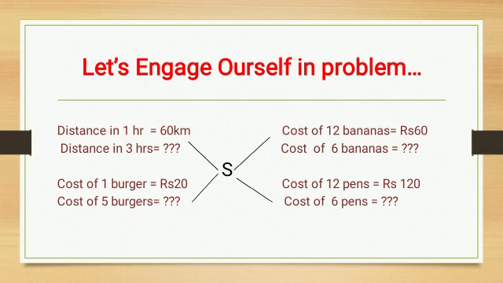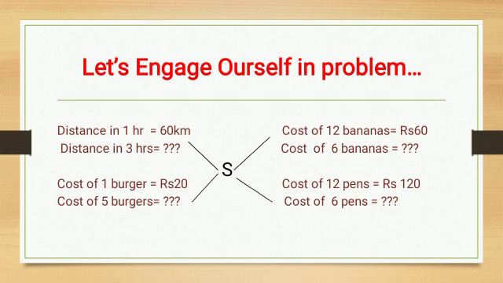Then let's move to the next example: the cost of 1 burger is equal to rupees 20, and what is the cost of 5 burgers? Definitely you must be able to give the answer for this, because many of you go to the market every day to eat burgers, right? The cost of one burger is rupees 20, so definitely the cost of 5 burgers will be more than rupees 20. So one quantity is depending on the other one.